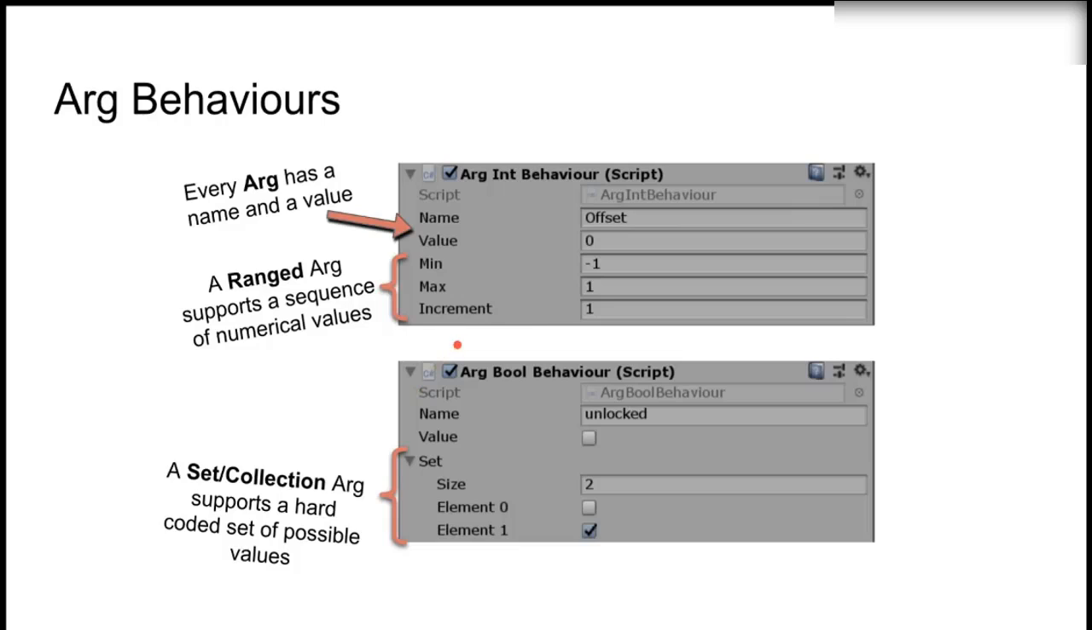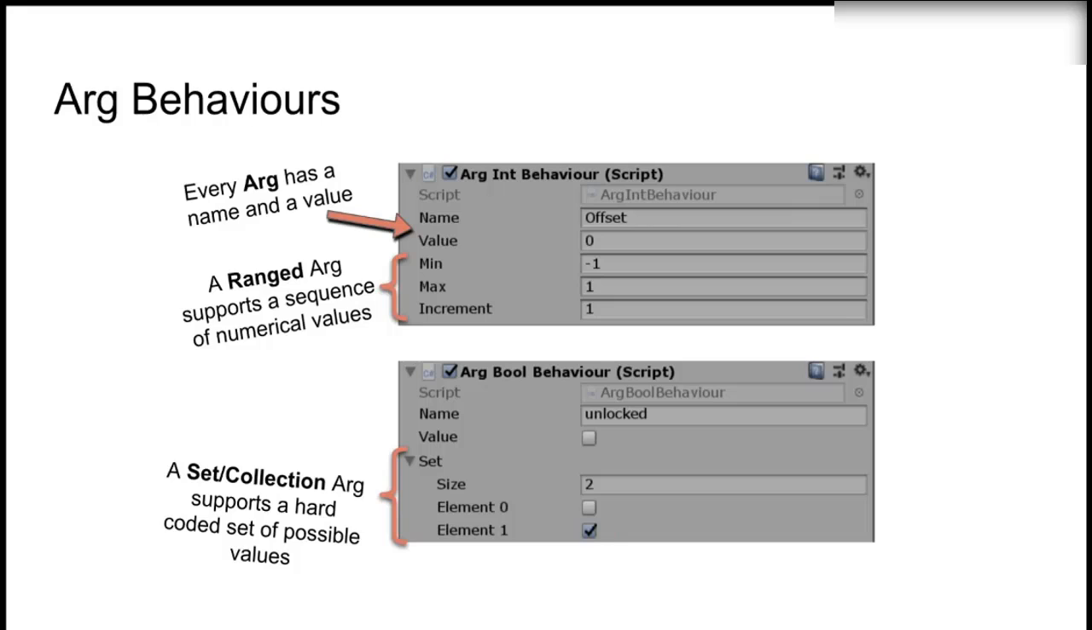So these arg behaviors come in two major flavors, I'd say. They all have a name and a value. And then depending on what flavor you're in, they either have some sort of range, like a min, a max and an increment. That's something like health or the offset or ammo. Or they could be a set or a collection. Again, they have a name and a value, but instead of a range, they just have a set of possible things. A Boolean is a good example. It's either true or false.